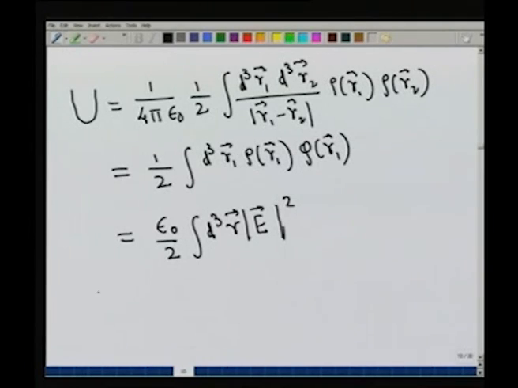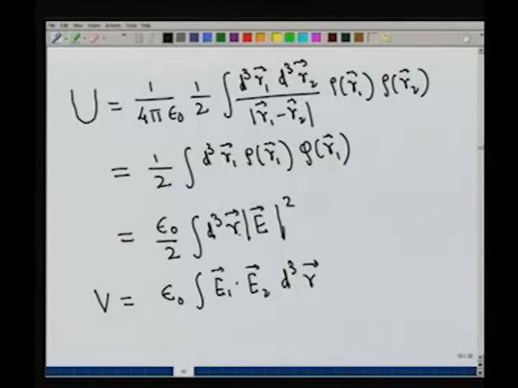Let me illustrate. When I wrote the potential, I wrote it as epsilon naught integral E1 dot E2 d cubed R. This was the interaction energy between two charge densities. Whereas, when I looked at the total energy of the system, irrespective of what came where and how it came, without making a distinction between something external to the other, I got the expression epsilon naught by 2 d cubed R mod E squared. Obviously, the two expressions cannot be the same.